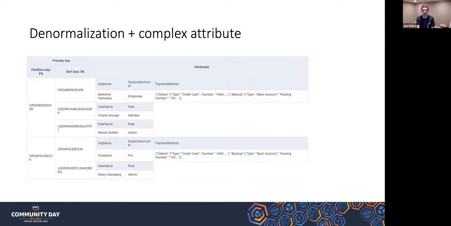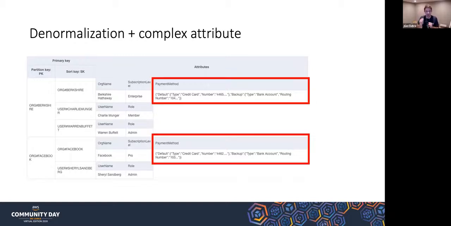We're just going to add an attribute directly onto that organization item itself. So I've outlined it in red. This is an attribute called payment method. And this is going to be a complex attribute. It's going to be a map that stores a lot of different values in there, just like a dictionary or a map in your programming language of choice, right? So we've got multiple values in there. I have like the default payment method and the backup.